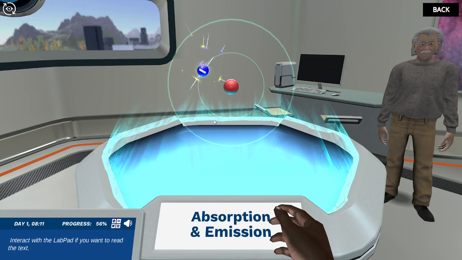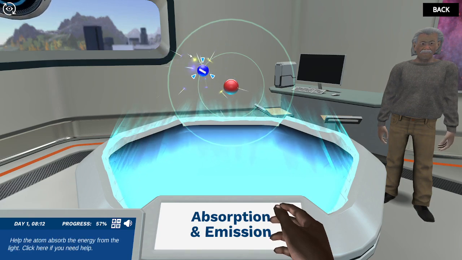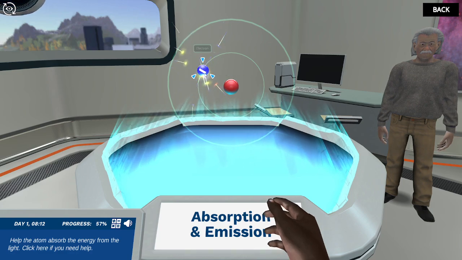Great, so the atom is now in its ground state. Now, photons of many wavelengths are bombarding the atom. Can you figure out how the atom can absorb some of the energy from the light? Help the atom absorb the energy from the light. Click here if you need help.